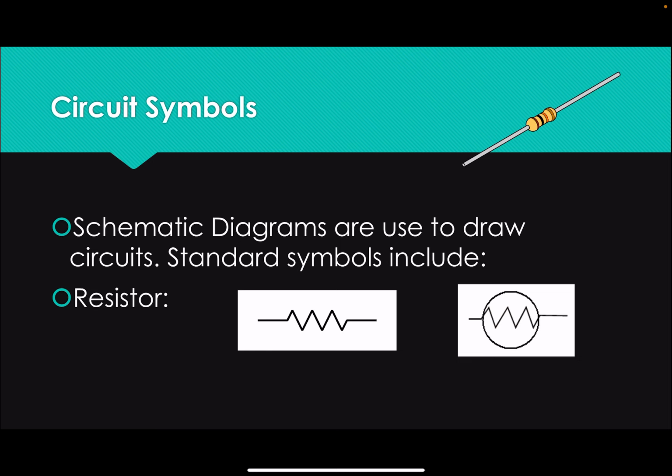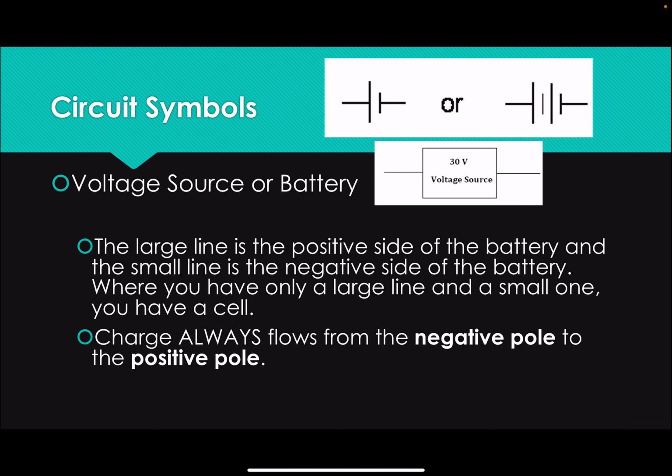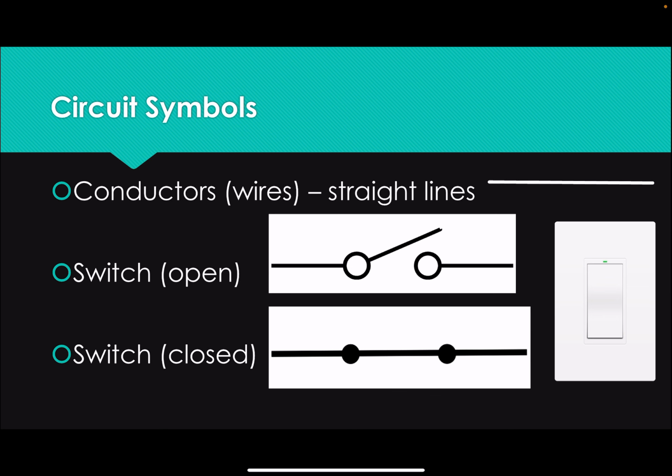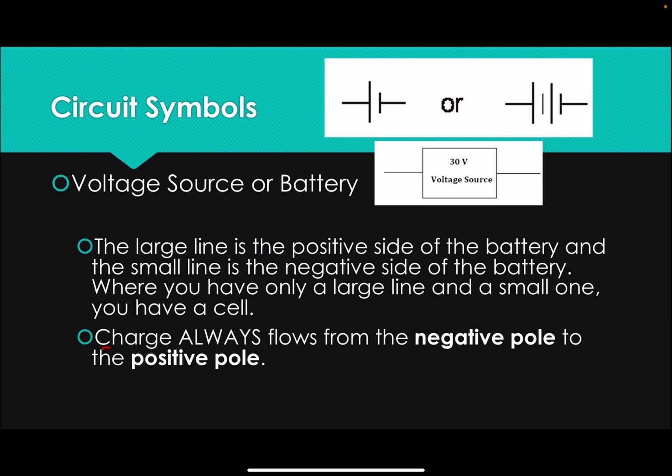Resistors look like this. I'm going to keep moving on, so pause the video when you need to for each slide. Voltage sources look like this, so like your batteries. And remember, positive to negative. And remember that it says charge flows from negative to positive. Charge does. The actual electrons do, but we say the current flows in the opposite direction. Current actually goes from positive to negative.